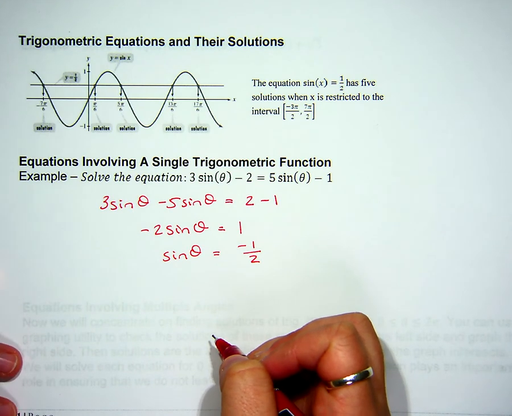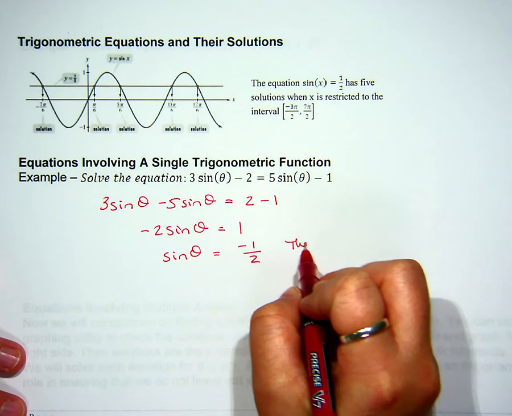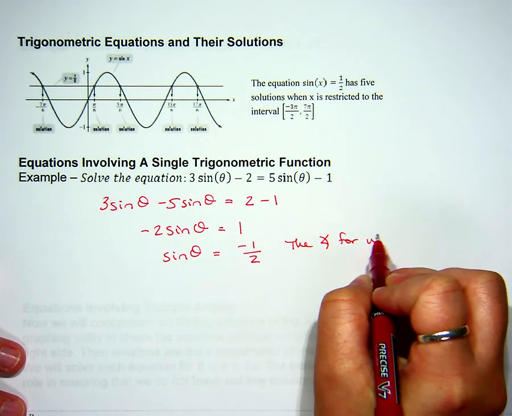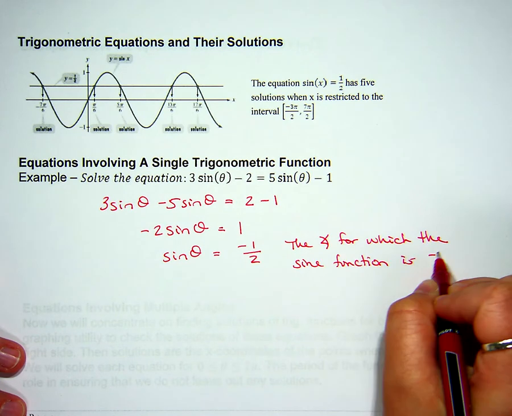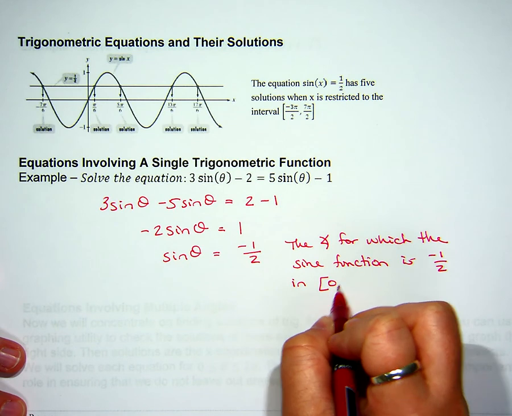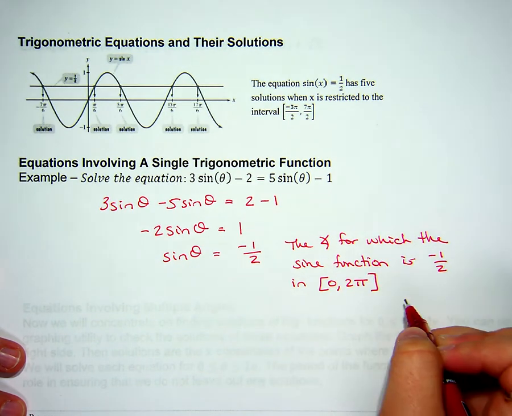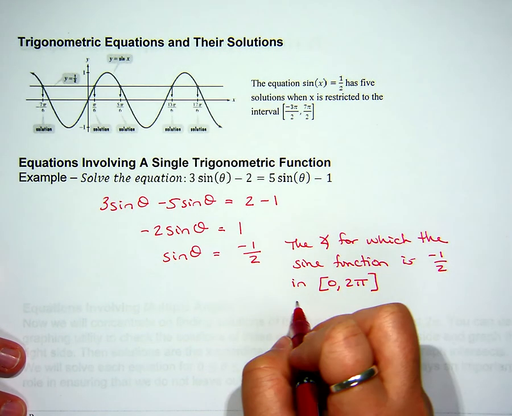Now I want to solve for theta. When I have sine theta equal to a value, what you say to yourself is, okay, I need the angle for which the sine function is negative 1/2 in the region 0 to 2 pi. Well, that means I'm looking at the unit circle.